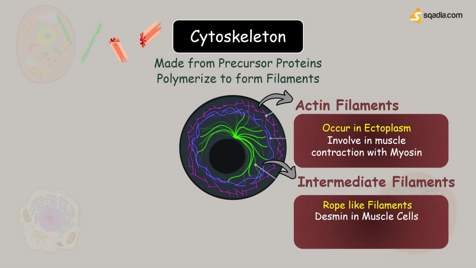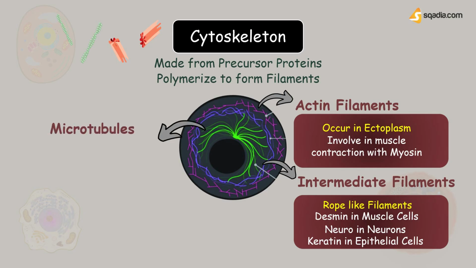Their functions are mainly mechanical, and they are less dynamic than actin microfilaments or microtubules. All cells have intermediate filaments, although the protein subunits of these structures vary, depending on the cell type. Specific intermediate filaments found in various cells include desmin filaments in muscle cells, neurofilaments in neurons, and keratins in epithelial cells.